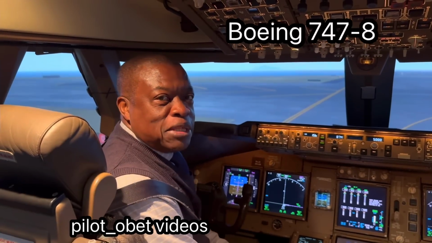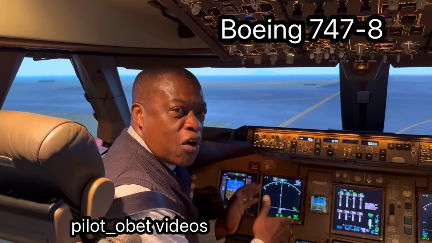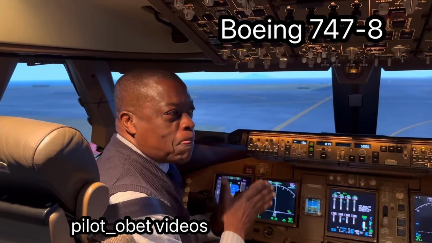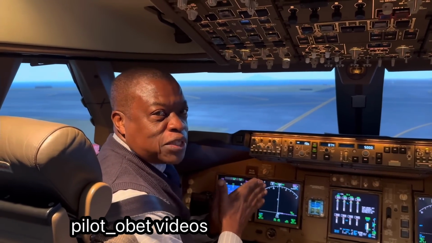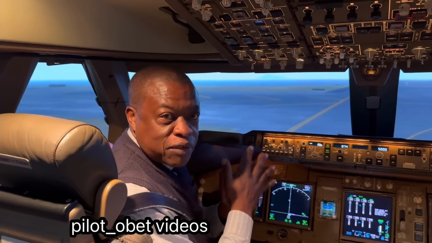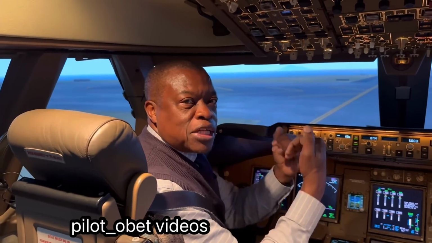Hi guys, so I'm in the 747. I'm at the holding point in Hong Kong, runway 07 right. I'm going to do a crosswind takeoff on the 747. The biggest problem we have on the 747 for crosswinds is the sweepback.